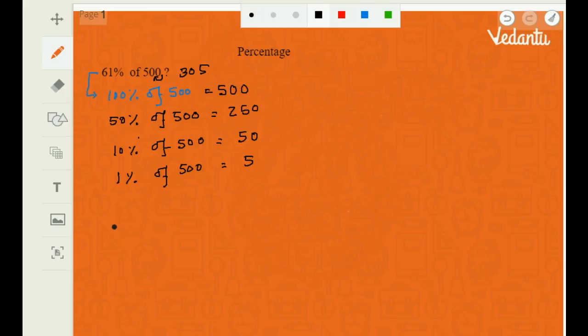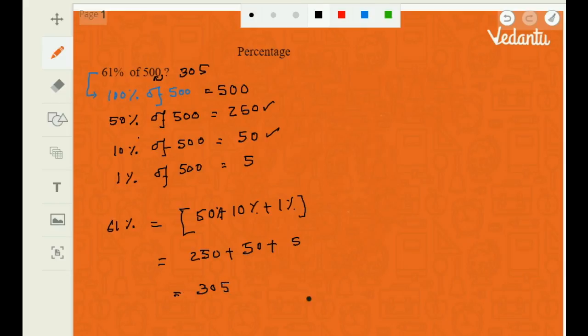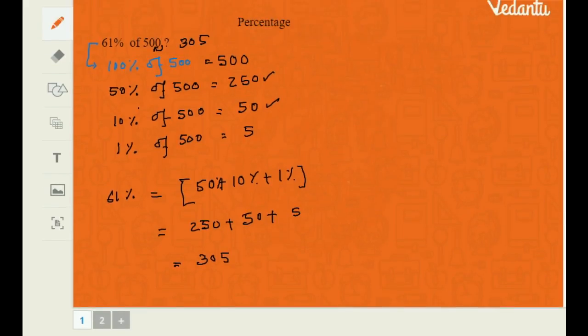Now I have to find 61%. I can split 61% into 50% plus 10% plus 1%, which add up to 61%. So 50% is 250, so I can write 250. 10% is 50, so I can write 50, and 1% is 5, so I can write 5. If we add up, I'll be getting 305, which is actually 61% of 500. I think you got that.